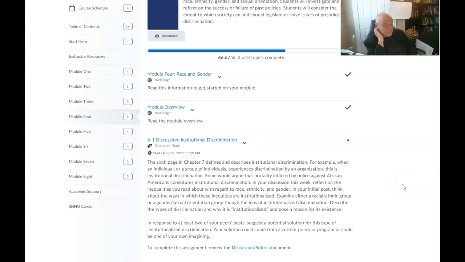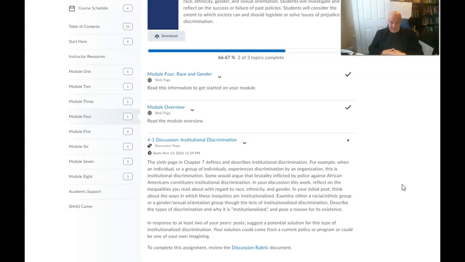The 6th page in Chapter 7, and I'm going to look for evidence that you've read and applied what we discuss in this chapter. Define and describe institutional discrimination. When an individual or group of individuals experiences discrimination by an organization, this is institutional discrimination. Some would argue that brutality inflicted by police against African Americans constitutes institutional discrimination. I will elaborate on that and say it usually has to do with procedures that stem from policing policies, okay?